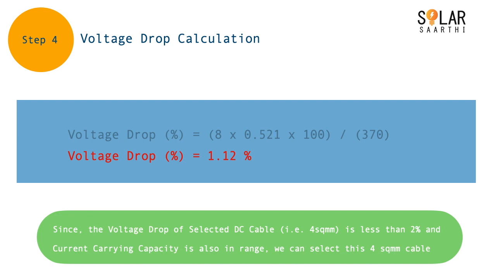Now let's say you have an example where the voltage drop calculated using the above formula comes to, let's say, 3.5 percent. In that case you need to select a higher current rating cable, that is a 6 square mm cable. So it's very easy, two things you need to calculate. One is your current carrying capacity, another is your voltage drop. If both the conditions are satisfied, you can easily select that cable.